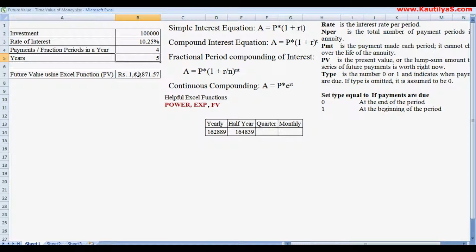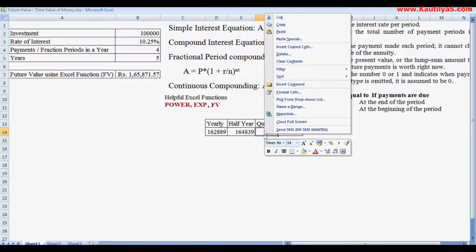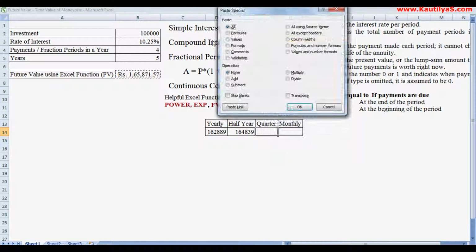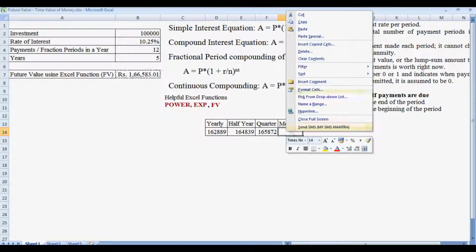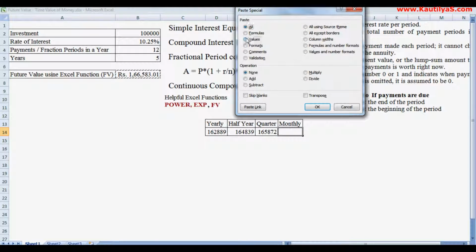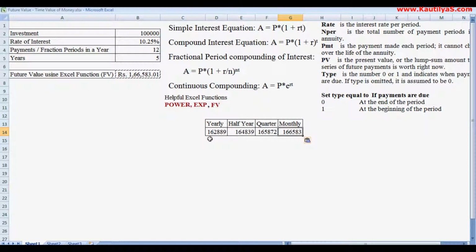Now it is 1,65,000. Copy this, select here, right click, so you will get a form, paste special, values, and OK. And finally we see if interest is paid monthly. So in a year we have 12 months. Copy, paste special, and values. So this is how your money grows if interest is paid annually, half yearly, quarterly, and monthly.